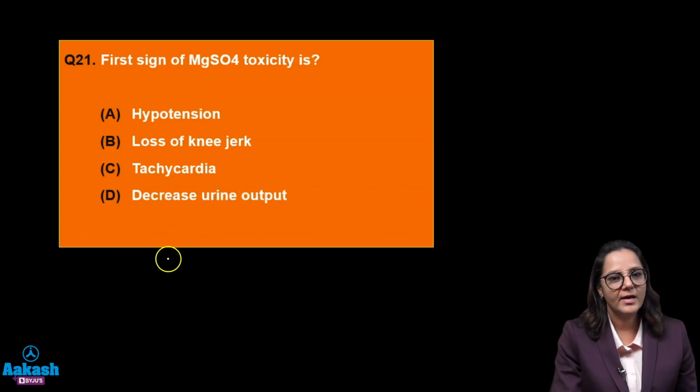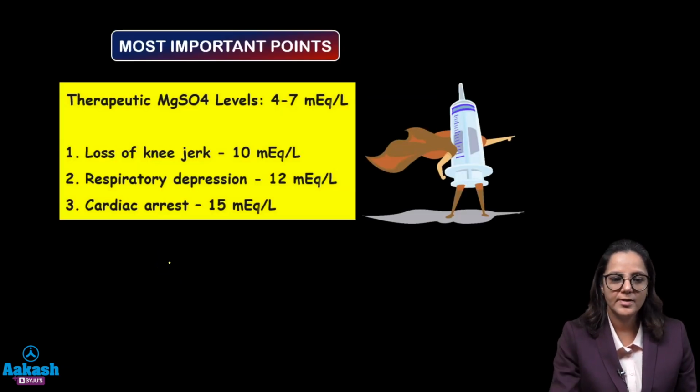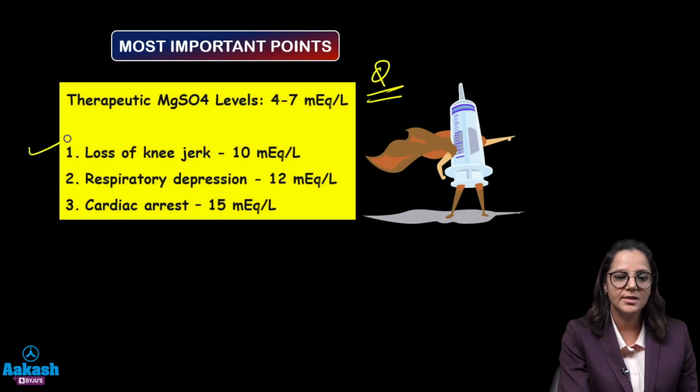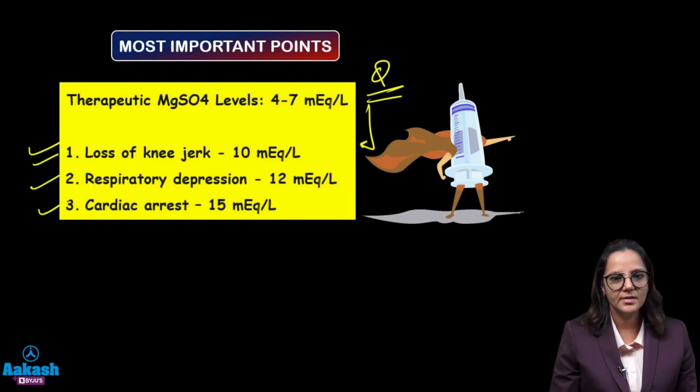What is the first sign of magnesium toxicity? This is a very straightforward question. The therapeutic level of magnesium sulfate is 4 to 7 milliequivalents per liter. You need to remember this. And the first thing which goes is the knee jerk or the patellar reflex when the magnesium levels reach 10 milliequivalents per liter. Respiratory depression follows that, followed by the cardiac arrest.